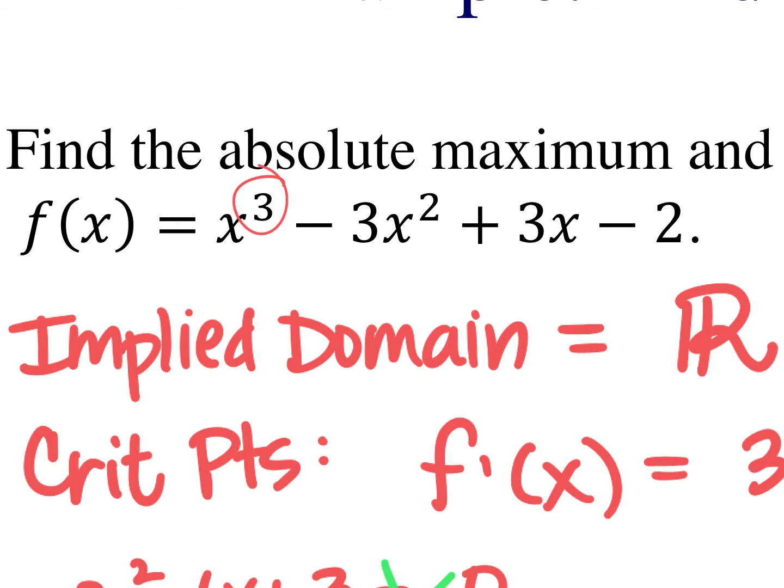Okay, what is the name of that power? What's the name of it? That's the number of it. What's the name of it? No, it does not start with a try. Okay, cube. Okay, this is a cubic equation.